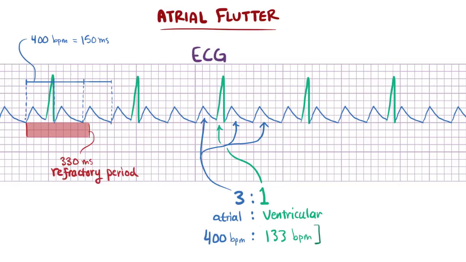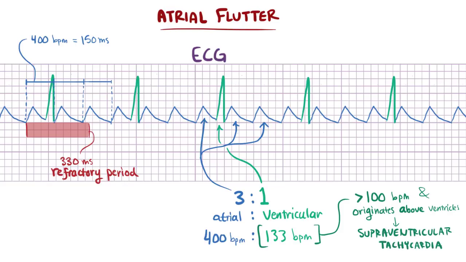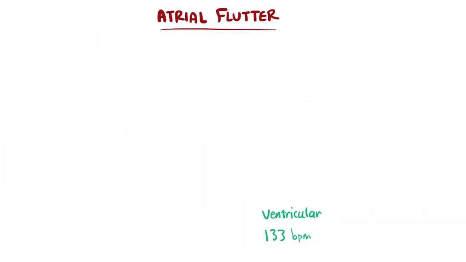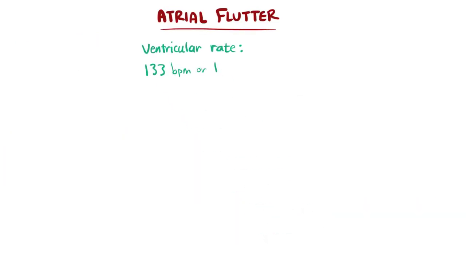minute. Because the ventricles are contracting at a rate greater than 100 beats per minute, and because the source originates above the ventricles, this is considered a supraventricular tachycardia. Alright, having higher ventricular rates like 133 or 175 beats per minute isn't usually life-threatening. But if it's happening at rest, it's generally not something most people want to experience.